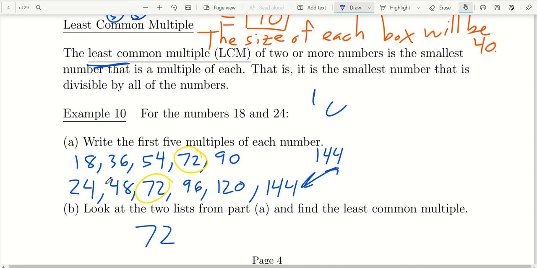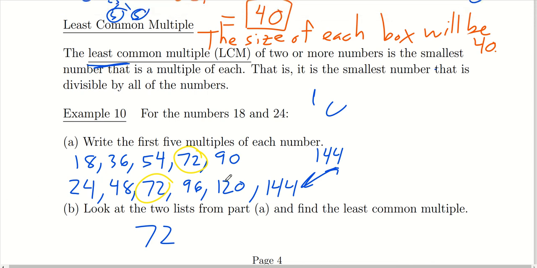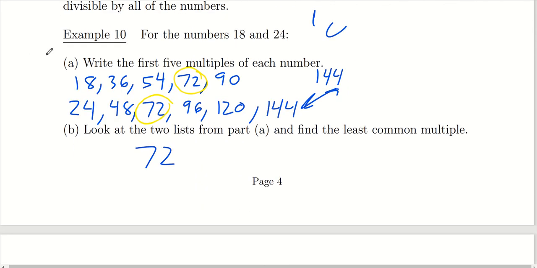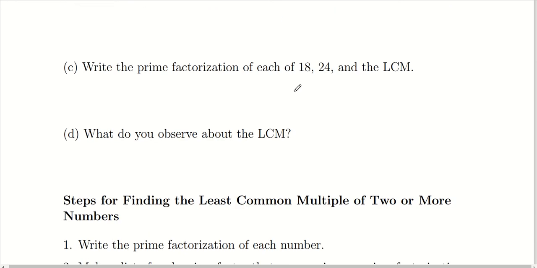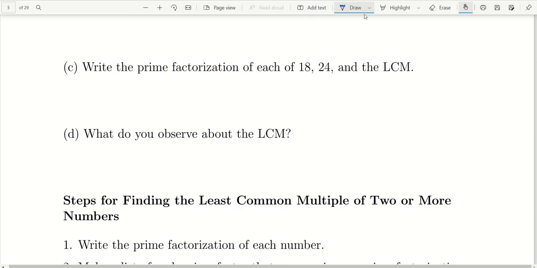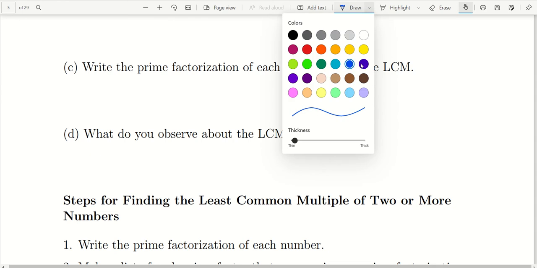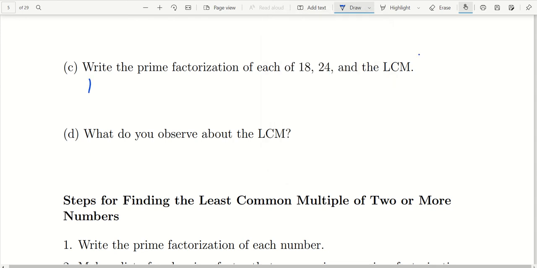Again, this method of trying to list things out becomes very inconvenient and extraordinarily time-wasting when the numbers get to be very, very large. There has to be a better way to do this. And again, we can find the LCM more easily by using the prime factorization of each. So let's do this again, but let's do so by finding the prime factorization of each first.